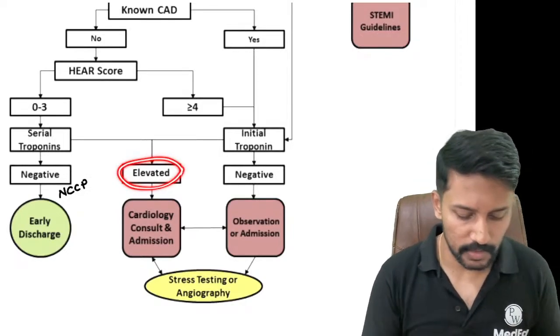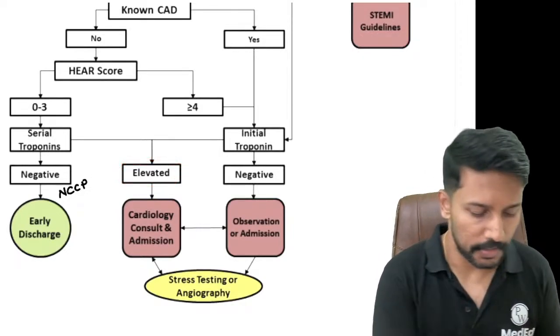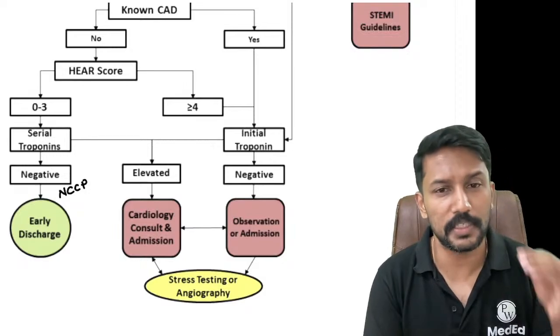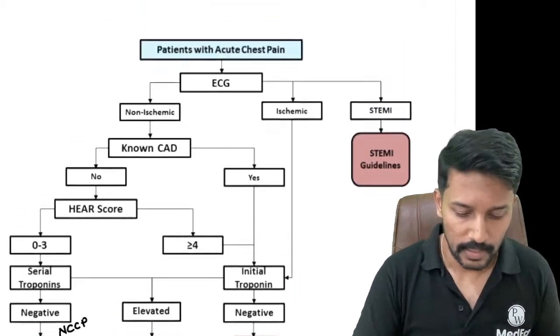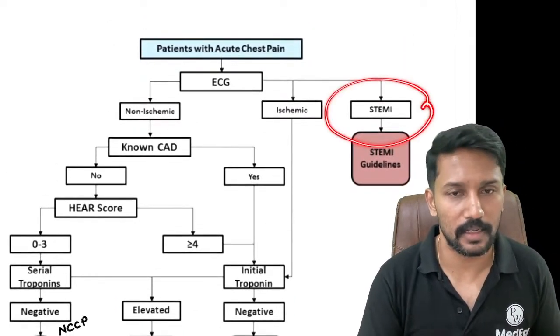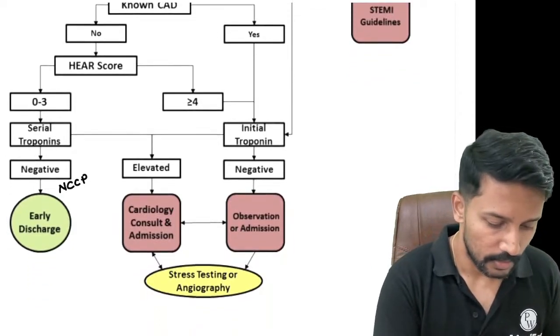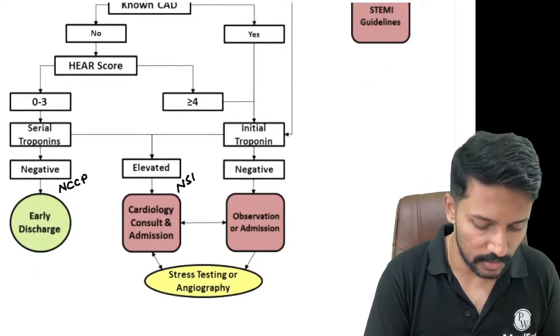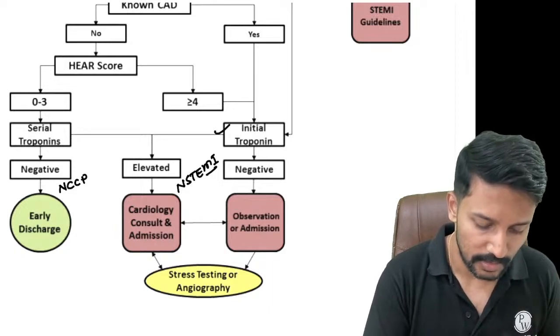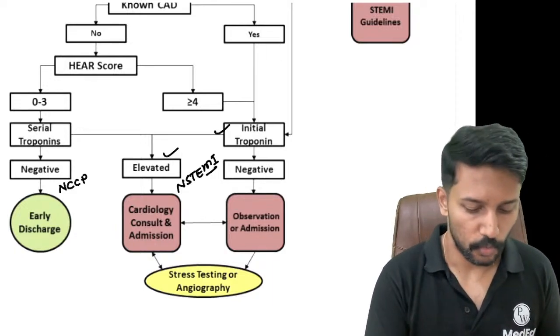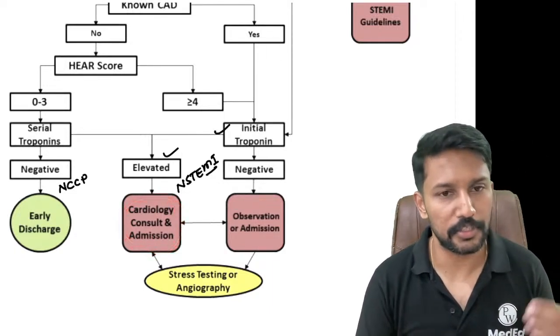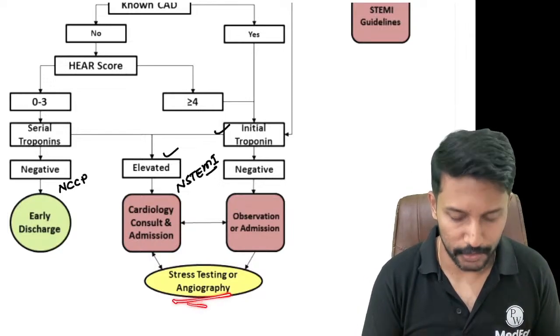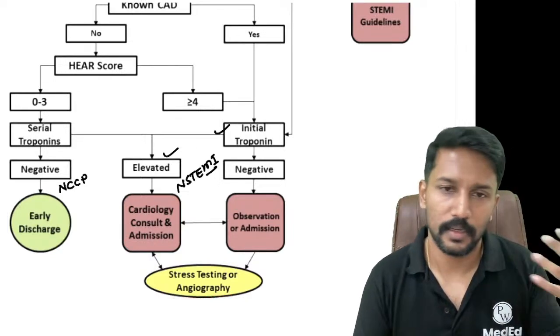If the initial troponin level is elevated, what does that mean? Troponin elevation means myocardial ischemia has happened. There was no ST elevation in the ECG. So what is the diagnosis here? The diagnosis will be non-ST elevation MI. Infarction has happened, that is why troponin is elevated. So obviously that patient will require admission to the hospital, then maybe angiography, and then eventual further management according to the findings.